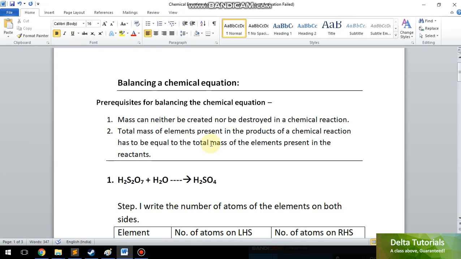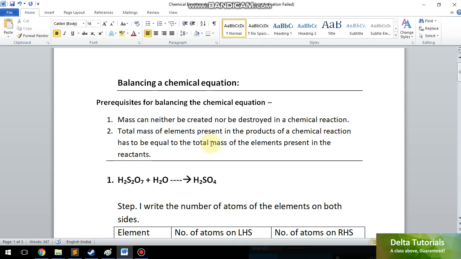Now, there are mainly two prerequisites for balancing the chemical equation. The first one is very important. Mass can neither be created nor be destroyed in a chemical reaction. And in short, you can remember in this manner that the number of atoms of every element on the reactant side must be the same as the number of atoms on the product side.